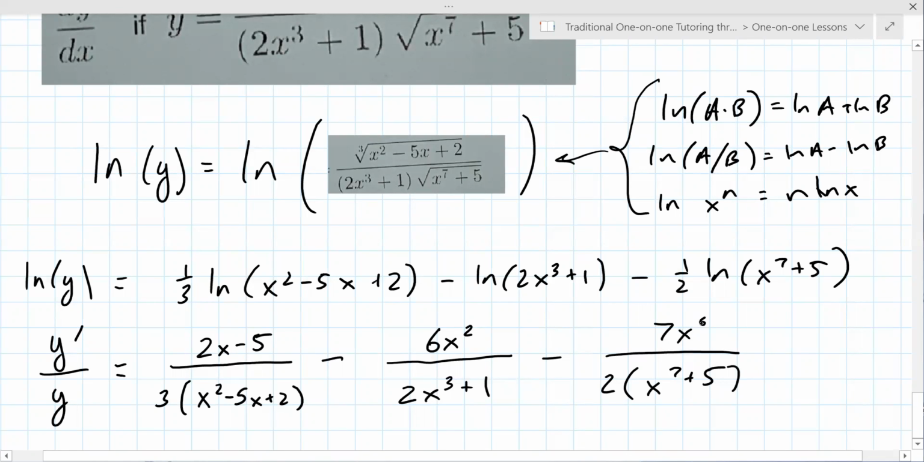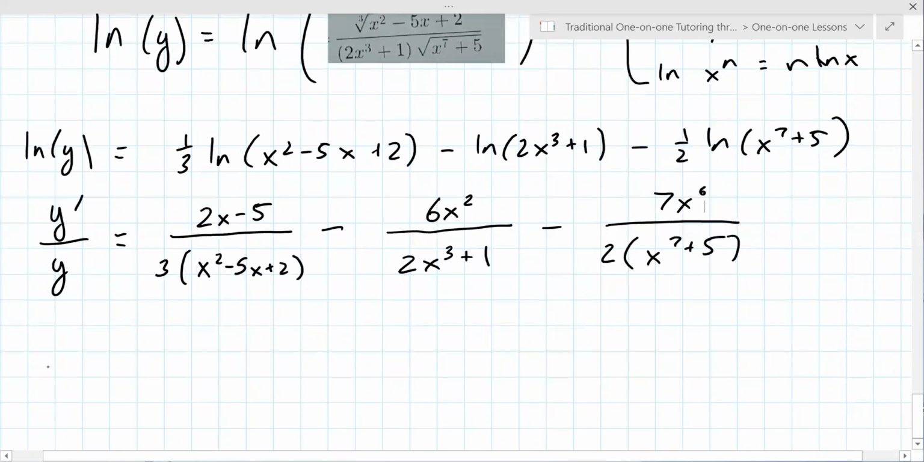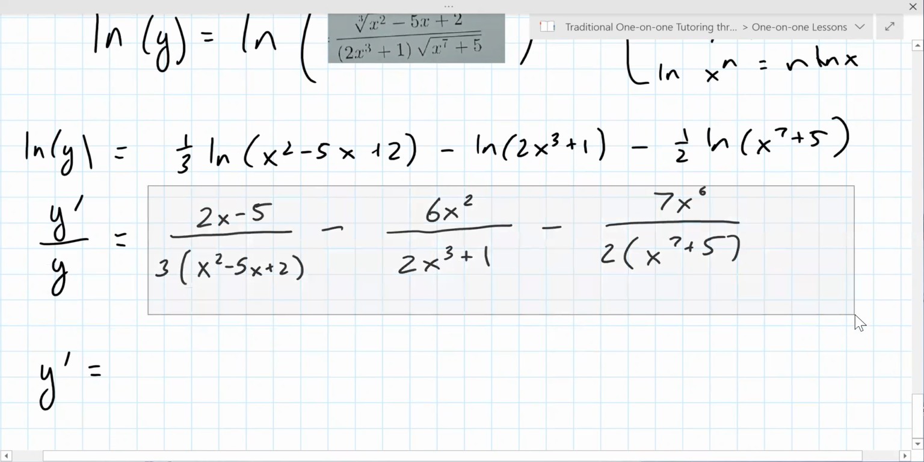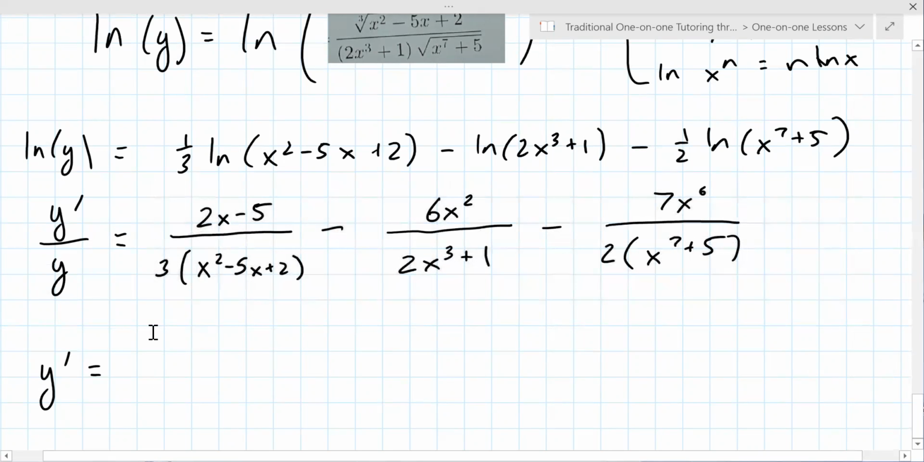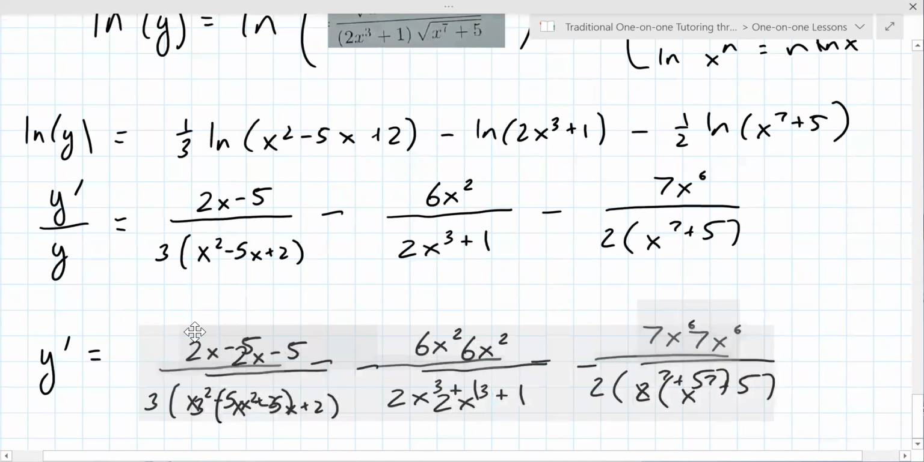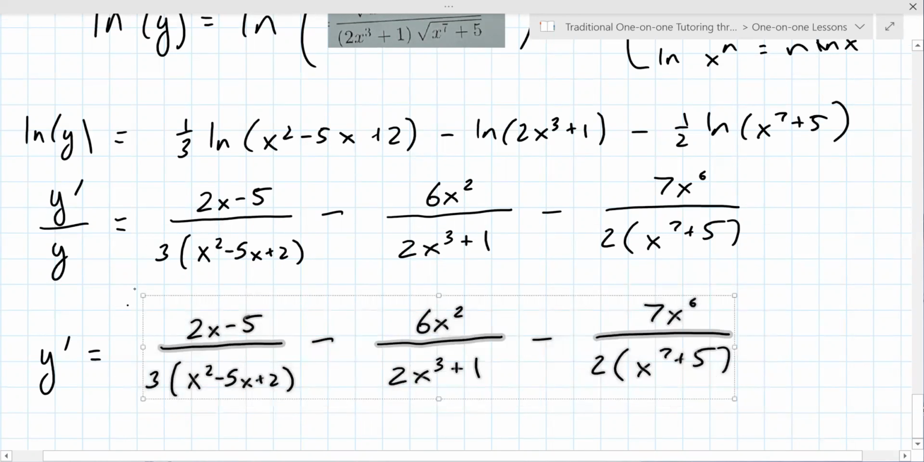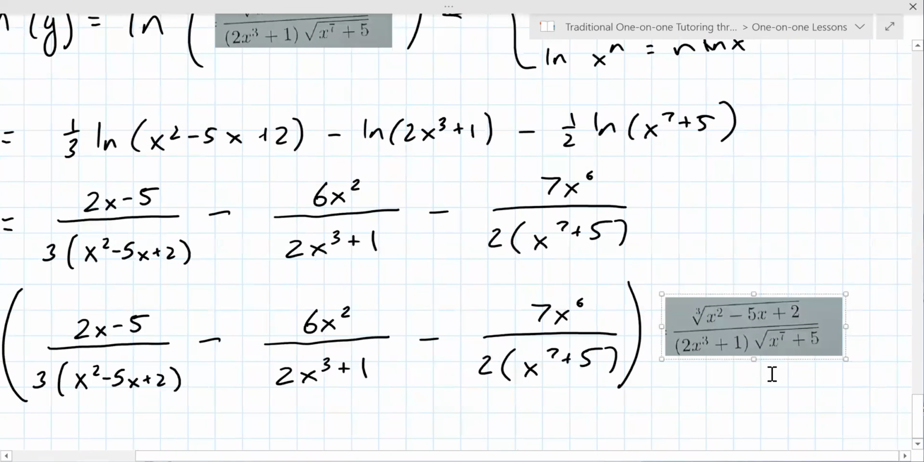Okay, but we're not done because we have not solved for y prime. So y prime is everything you just wrote. This is where you almost want to get out your pencil, your eraser, and just erase the y on that previous line, because you're going to multiply all of this by y, and y is this horrible mess from the beginning, and that's where you're going to put that, because that is your y, all of that.